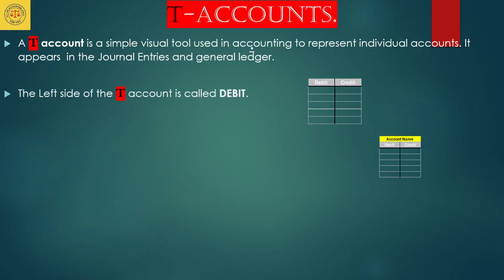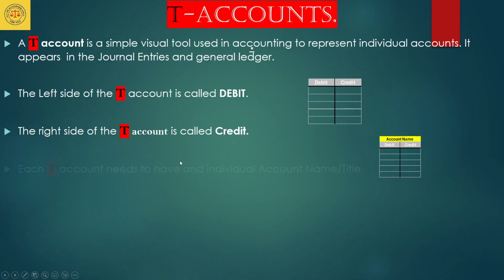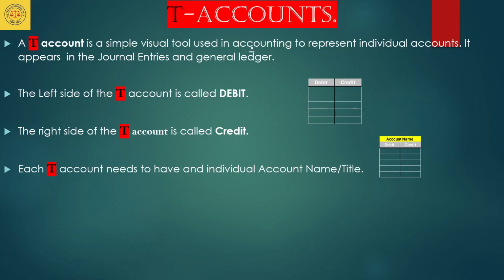The T account has two sides, left side and right side. And it's a T because it looks like a T. The left side of the T account is called the debit side. The right side of the T account is called the credit side. So we have the debit on the left side and the credit on the right side. Okay? So that's a T account. Each T account needs to have an individual account name or title.